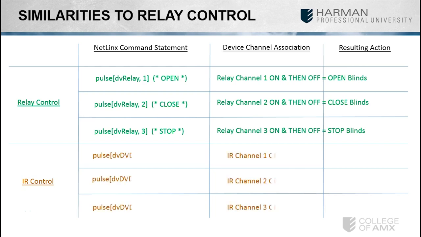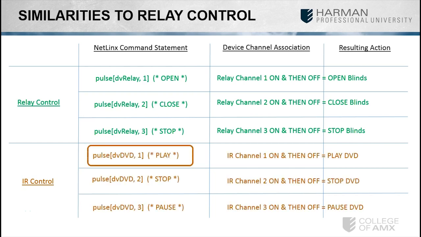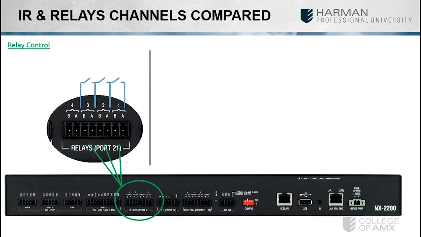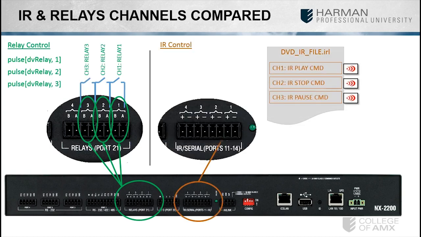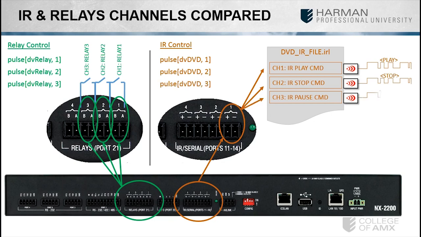For IR control, the code looks very similar. PULSE[dvIRdevice,1] produces a similar result. That is to say, IR channel 1 will turn on, wait, and then turn off following a predefined period of time as determined by the last SET_PULSE_TIME statement that preceded it. The IR control statements look similar to the relay control statements, but instead of manipulating a physical independent relay associated with each channel, NetLinx instead fires off the specific IR function that has been stored in the memory location for a specific IR port that corresponds to the assigned channel of the saved IR file.